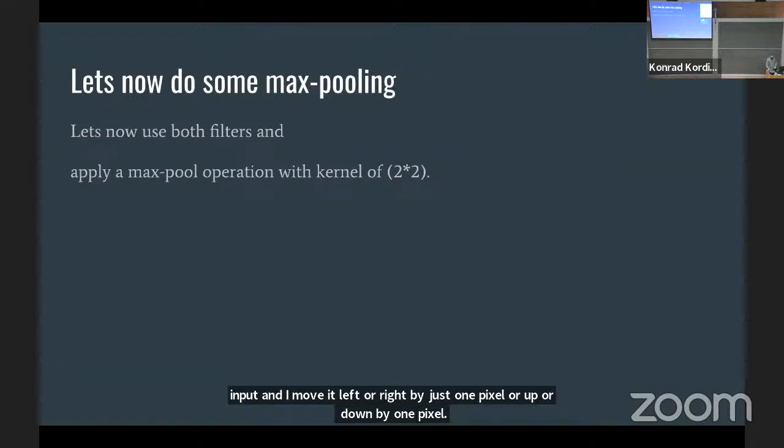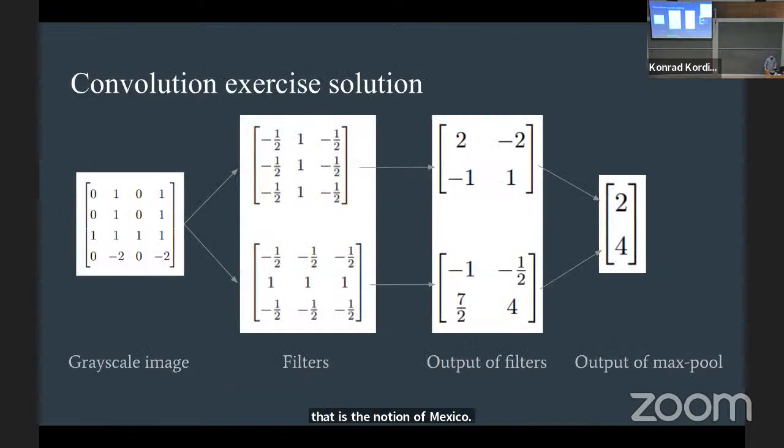That is the notion of max pooling. Okay, let's do this now. Now we have 2 filters: the vertical detector and the horizontal detector. Look, we have a horizontal edge at the bottom right. We have a vertical one on the upper left. Now we do a max pooling of those. It means that within this thing, the best fit for a vertical is 2. The best fit of the horizontal is 4.